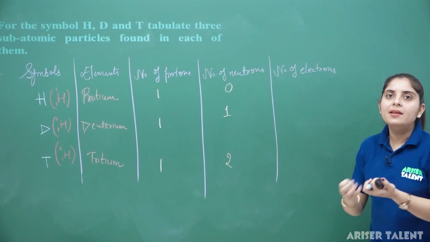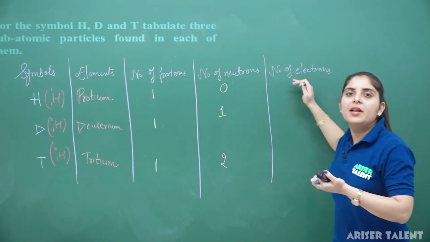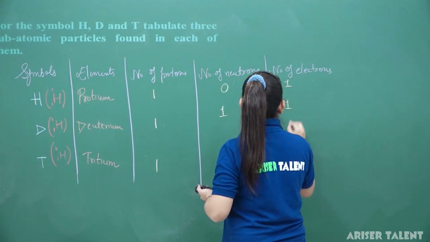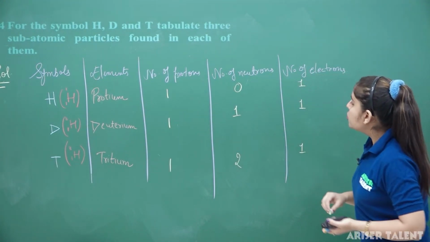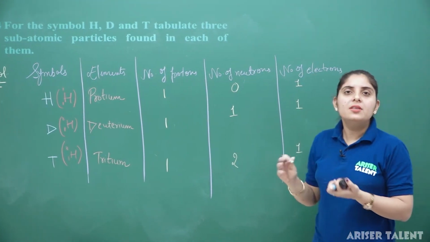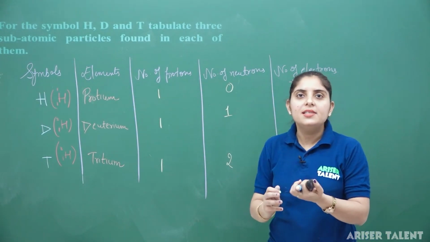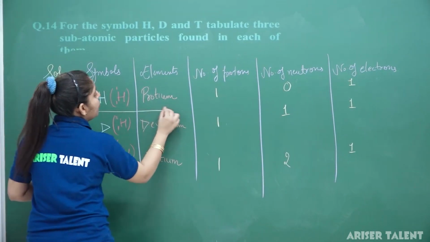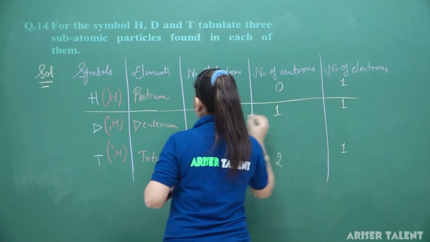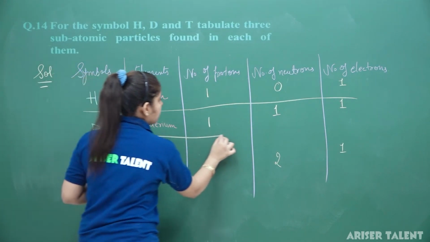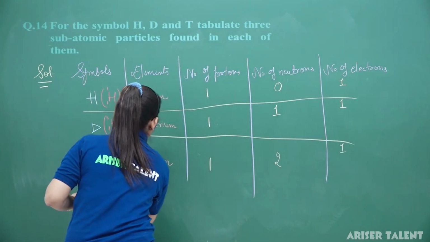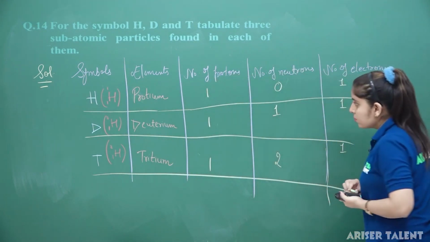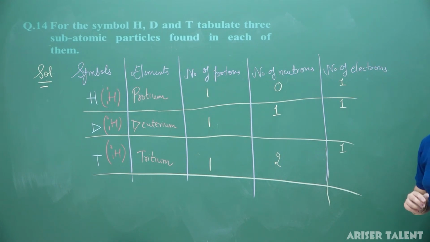And we also know that the number of protons and number of electrons in an atom is same. So the number of electrons again will be 1, 1, 1. So this is a correct distribution for the three subatomic particles of hydrogen, that is protium, deuterium and tritium. So we have tabulated it in a manner. And this is for tritium. You can copy it from here.